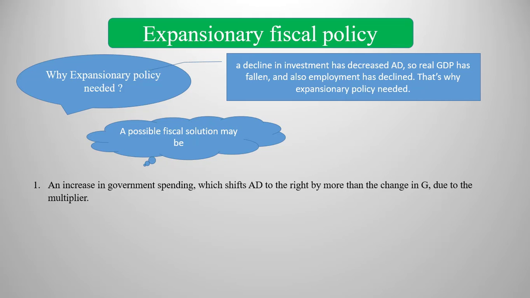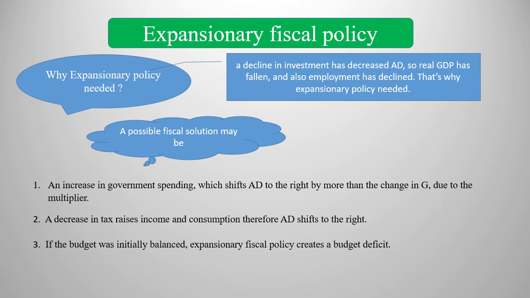due to the multiplier. 2. A decrease in tax raises income and consumption, therefore aggregate demand shifts to the right. 3. If the budget was initially balanced, expansionary fiscal policy creates a budget deficit.